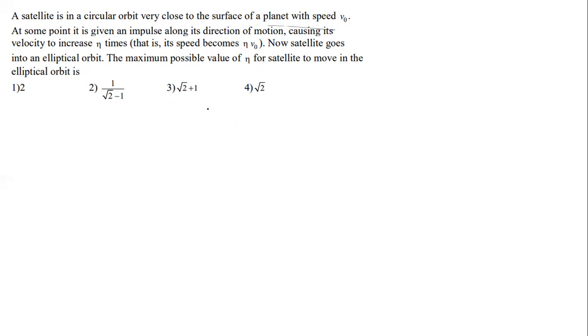So to escape from this, we have a velocity of what? Root 2. What is the relation? V is equal to root 2 V naught. So they are mentioning eta V naught. Eta is root 2.